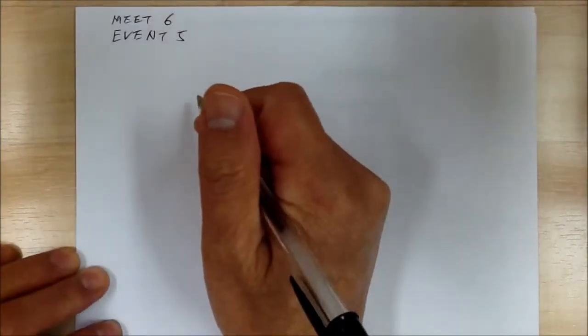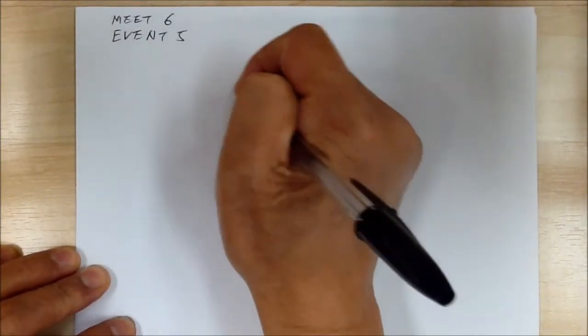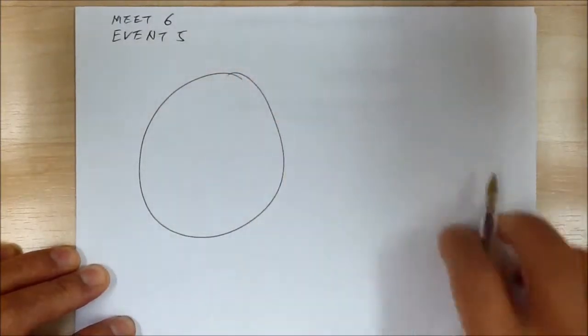Let's go to meet 6, event 5. So this event is on arc length and circular regions. So let's go and do the arc length. Arc length is part of the circle.